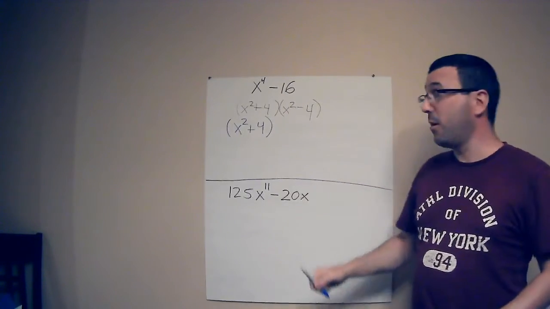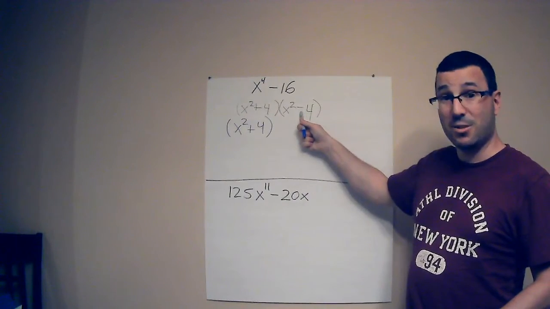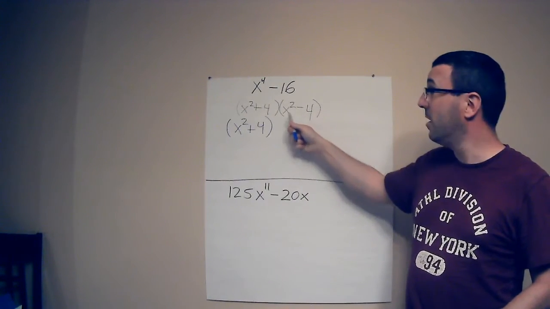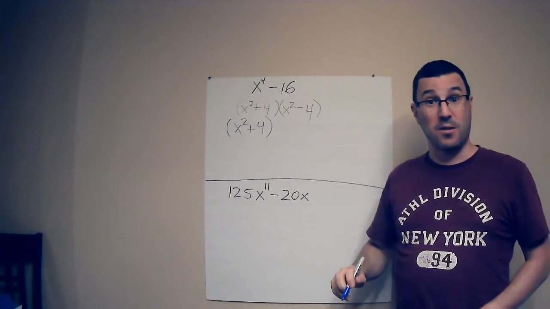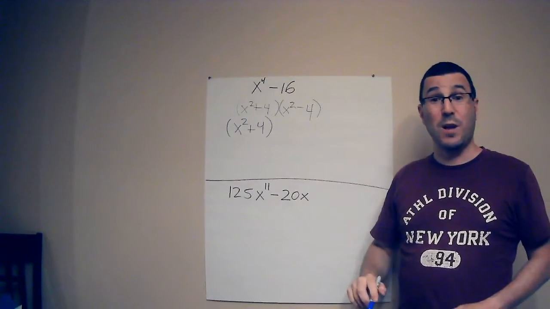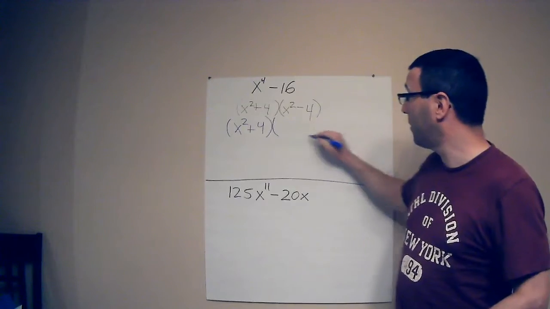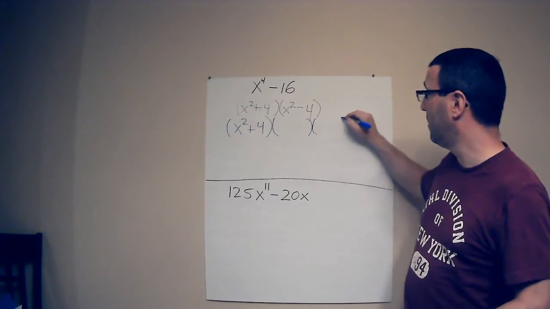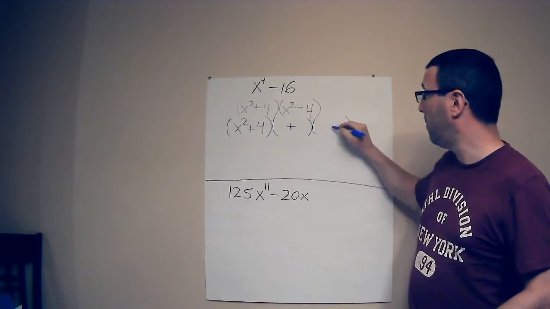I look at the second parentheses: x squared minus 4. There's subtraction, so there's difference. There's two terms, and they're perfect squares. So I can factor this using difference of two squares again. So I'm going to go do it. Set up my parentheses, plus in one, minus in the other.